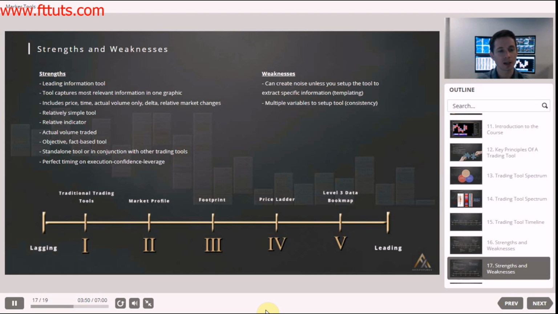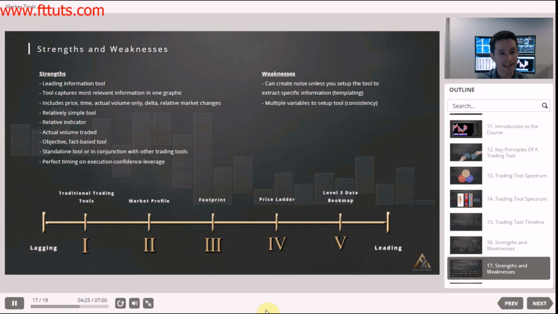It's a lot of information that is summarized in a very simplistic manner. Then, the tool includes price, time, actual volume only, delta, and relative market changes. So it includes more information than any other tool that we've observed. Because of that reason, I'm very attracted to the trading tool. Note, it's a relatively simple trading tool only if set up in such a manner. Also, it's a relative indicator, and this is important as well, because what you'll see when we get to units 6 to 15 is we do develop trade strategies based on relative shifts.